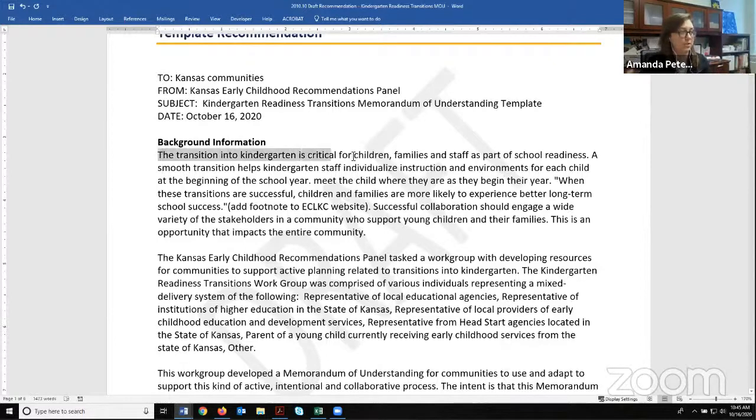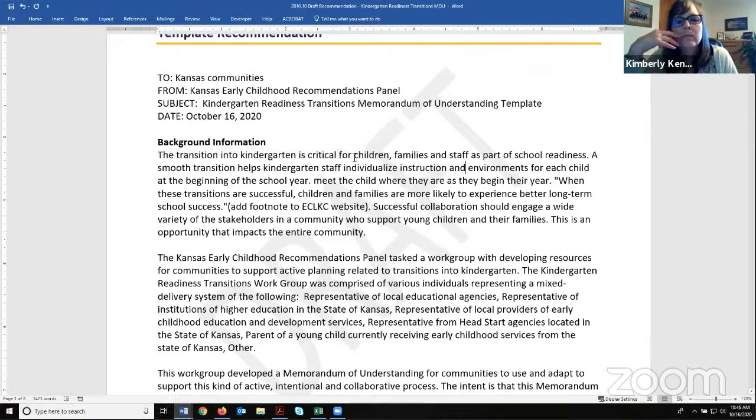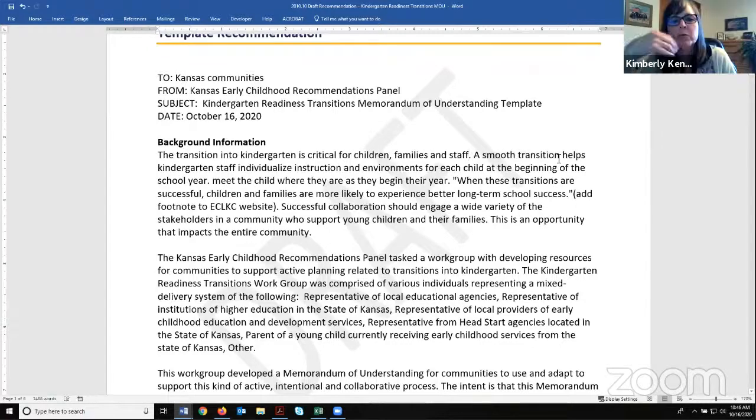Let's address the first sentence. So the transition into kindergarten is critical. If we pull school readiness to the front, we could say the transition into kindergarten is critical for the school readiness of children, families, staff, and communities. Or you could just put a period after staff and take the school readiness part off, because we address school readiness later on.